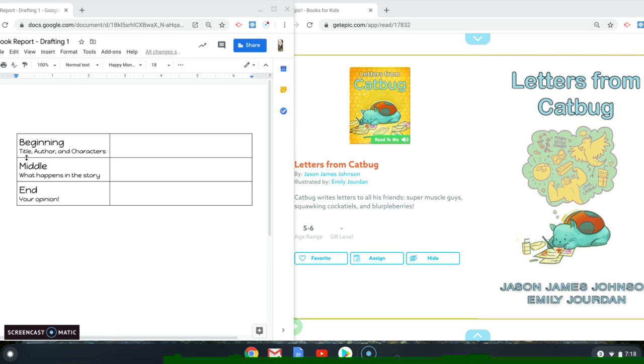A book report should have the title, the author, the characters in the story, what happens in the story, and finally, your opinion, or in this case, my opinion. First, let's start with the beginning. The beginning, I have to talk about the title, the author, and characters.